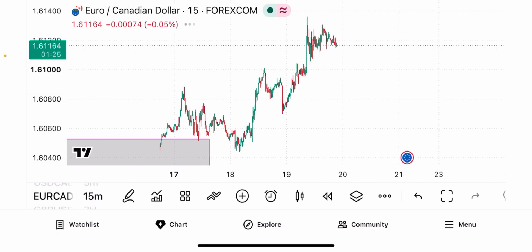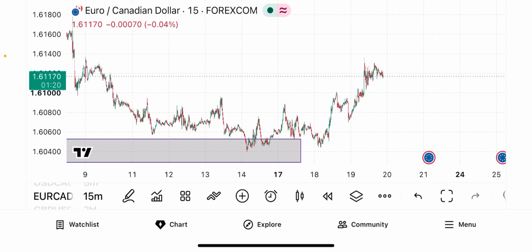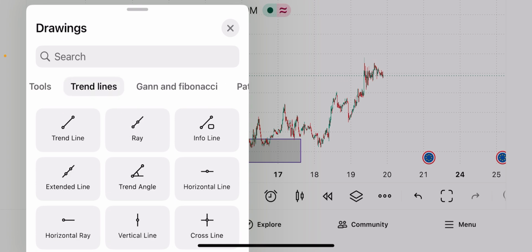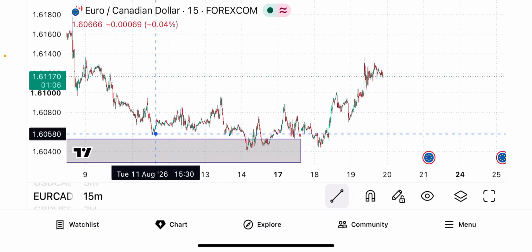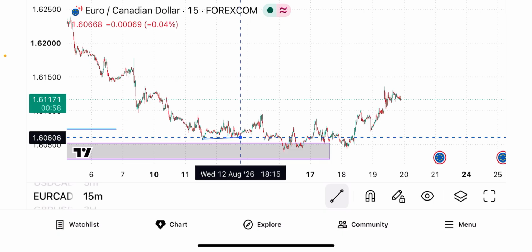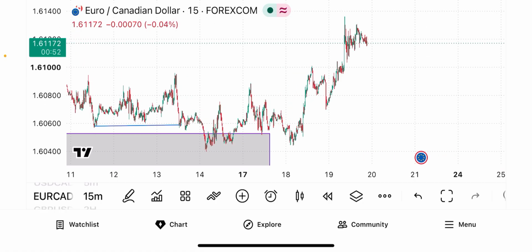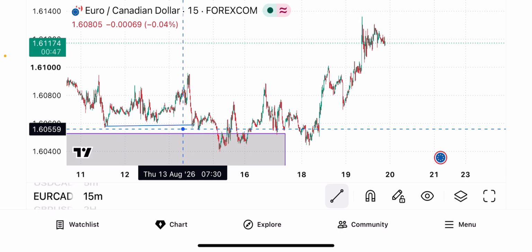Why am I scaling down to my 15-minute time frame? I'm looking for MSS or change of character, whichever one you call it, market structure shift or change of character. I see the market was creating big structure to the downside, trying to approach our POI. You can see this big structure here. The market broke structure. Then you can see this last big structure to the downside here.